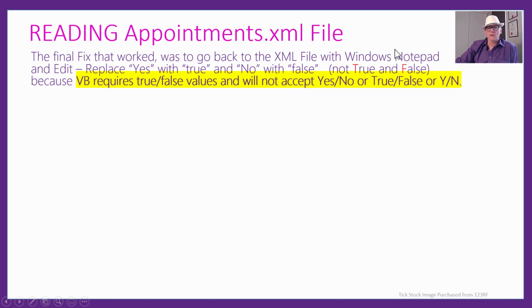Because we Googled and thought, okay, it's true or false. And in the program code, you actually have to code it with a big T or a big F if you're checking it, like in an if statement, you know, if app paid equals true. You can't do a lowercase t. VB forces you to do a big T. But big T and big F don't work in the XML file. The XML file must have true and false. So VB requires true, false values in that original input XML file, not yes, no, not YN, not true, false with big letters. So that was a valuable learning lesson that you would find along the way.